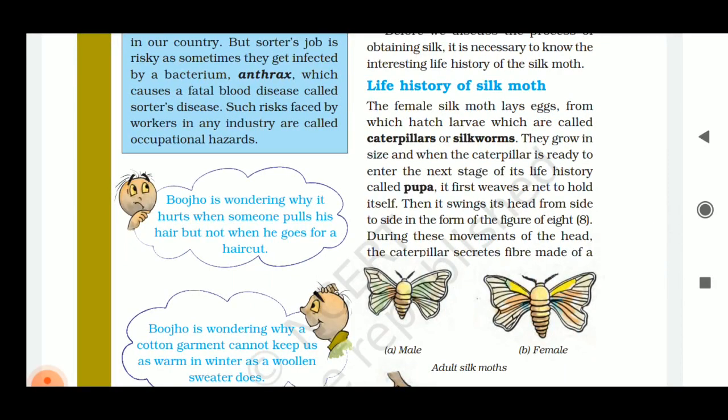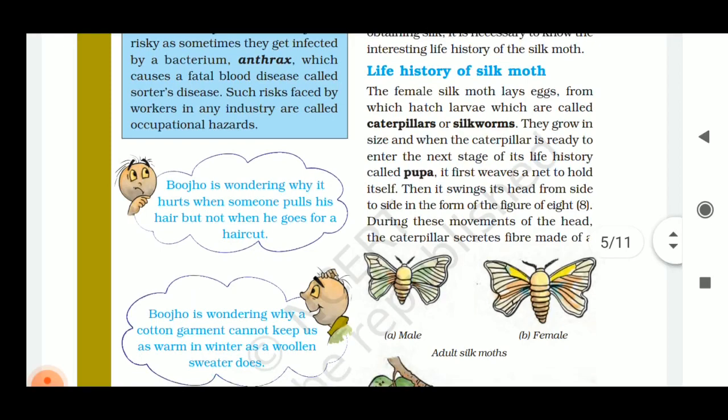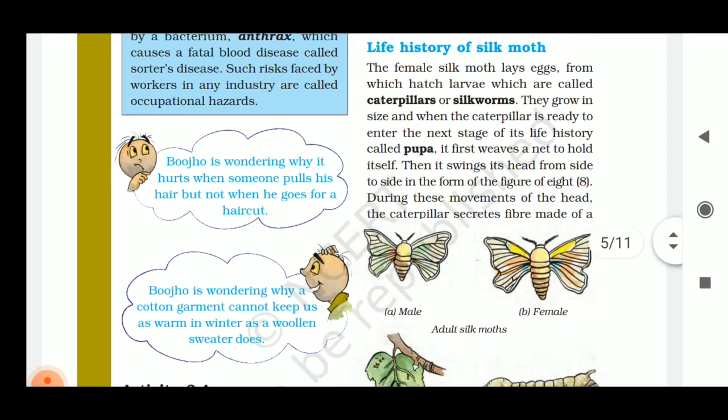The female silk moth lays eggs, from which larvae hatch. They are called caterpillars, or silkworms. They grow in size, and when the caterpillar is ready to enter the next stage of its life, it is called a pupa. So initially they are known as silkworms, then they are known as pupa.